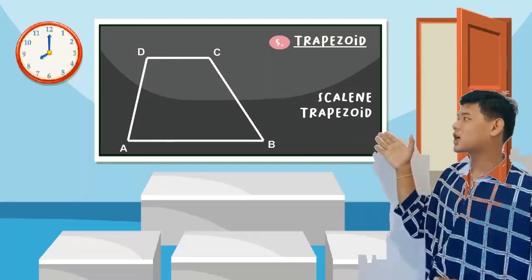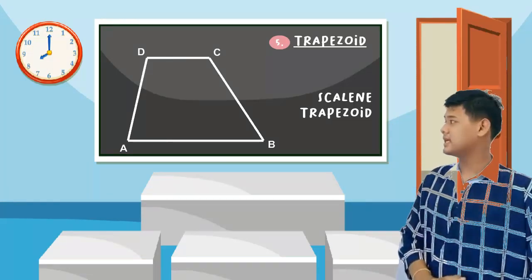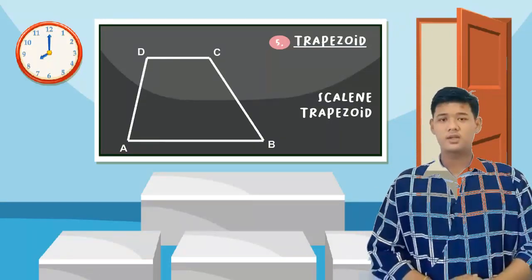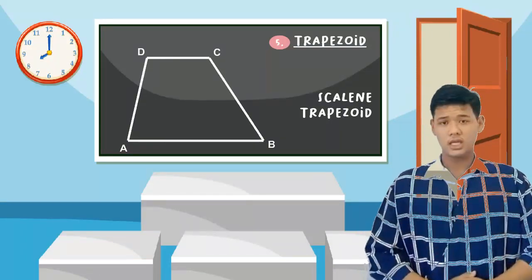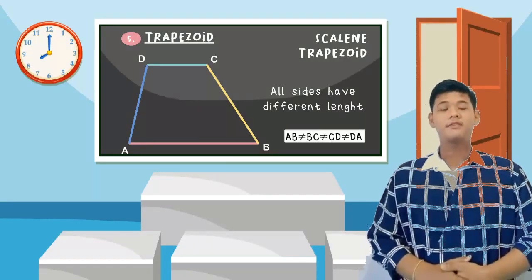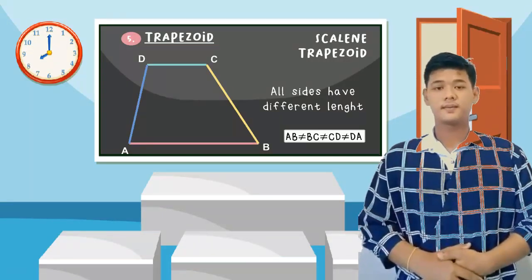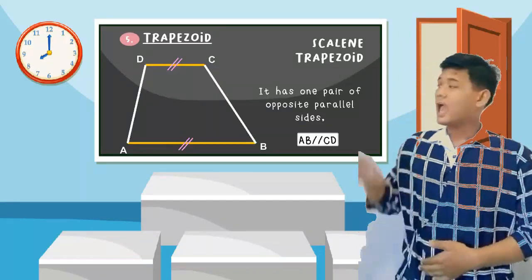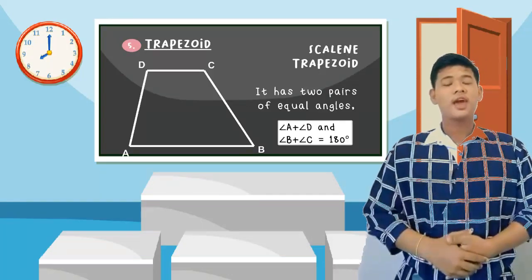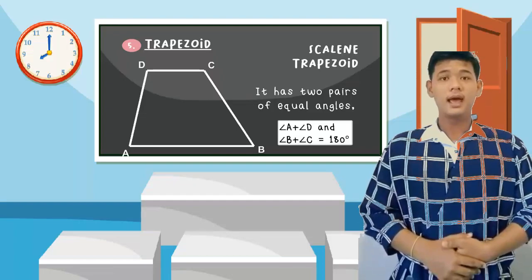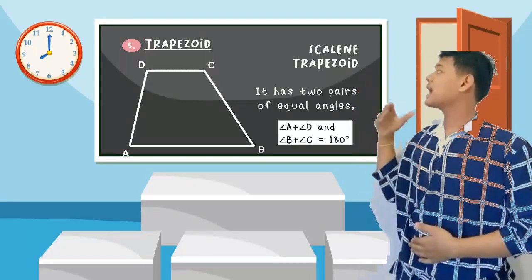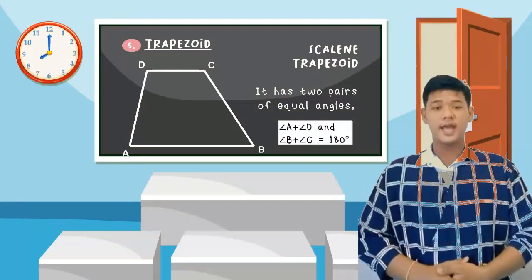So, can you look at the picture of scalene trapezoid ABCD? From the picture, we know the characteristics of a scalene trapezoid. The characteristics of a scalene trapezoid are: 1. Each side has a different length. 2. It has one pair of opposite parallel sides, AB parallel CD. And 3. It has two pairs of angles, angle A plus angle D equals angle B plus angle C equals 180 degrees.